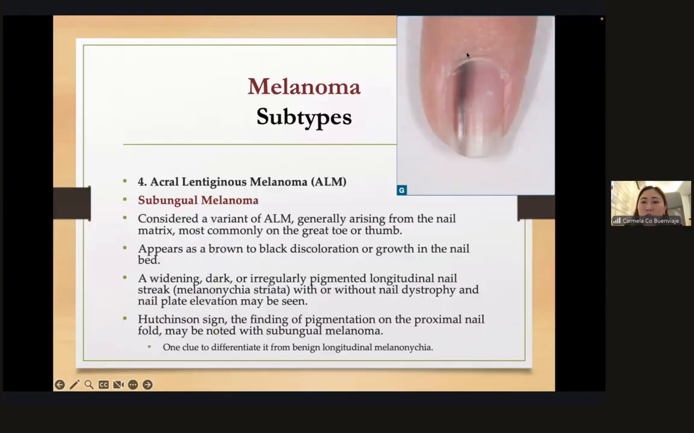Earlier, I showed you a melanoma with proximal nail fold involvement. This is actually called the Hutchinson sign, the finding of pigmentation on the proximal nail fold, which may be noted with subungual melanoma. This is one clue to differentiate it from a benign longitudinal melanonychia. Here, it's not so apparent, but I can see some proximal nail fold involvement.